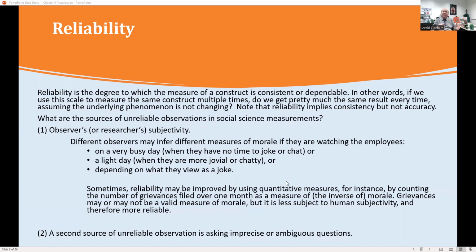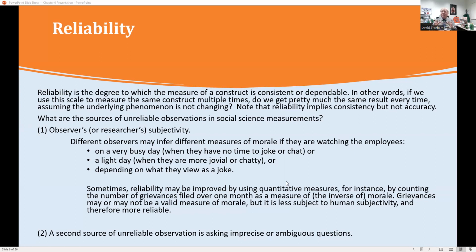What are the sources of unreliable observations in social science measurements? For instance, an observer's subjectivity. An observer can be looking at something and coding a measurement, but can be off. Maybe not consistently off in the same direction. That would be a problem with validity. But the observer may be off just randomly around what he or she is actually trying to measure.